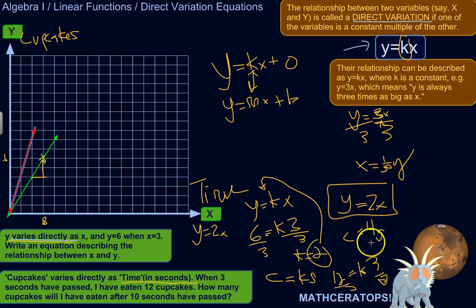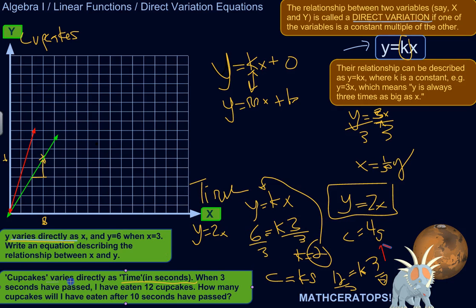Okay, so cupcakes equals 4 times seconds. So cupcakes here is a constant multiple of seconds. However many seconds have passed, I've eaten 4 times that many cupcakes. So how many cupcakes will I have eaten after 10 seconds have passed? I'd plug in 10 here. 4 times 10 is 40. So I will have eaten 40 cupcakes after 10 seconds have passed. That's totally unrealistic and kind of disgusting, actually. Just a silly example. So that's direct variation.